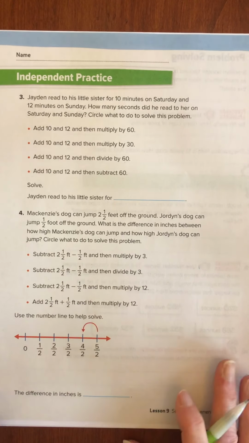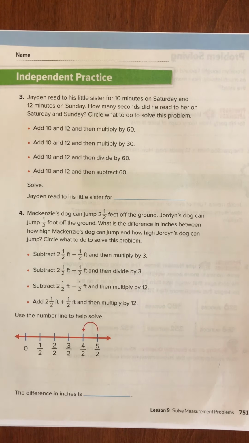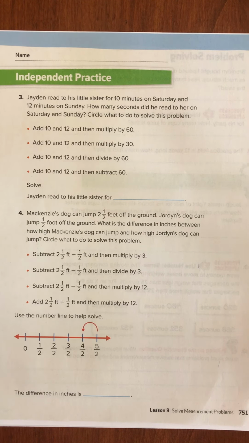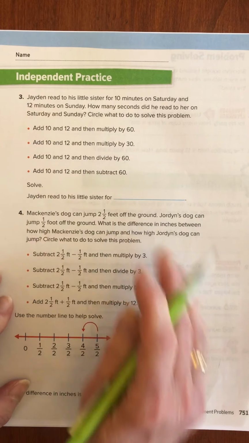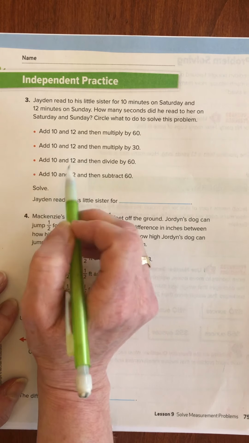Okay. So number 3 says, Jaden read to his little sister for 10 minutes on Saturday and 12 minutes on Sunday. How many seconds did he read to her on Saturday and Sunday? Okay, circle what to do to solve this problem. Okay, well, it's Saturday and Sunday together, right? So you know you have to add the 10 and the 12, so they all say add.